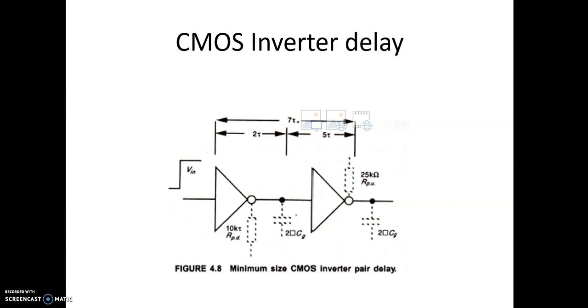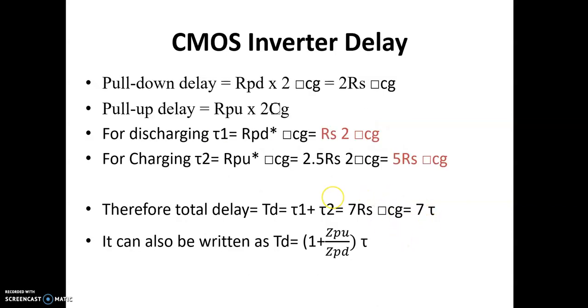Similarly, from this stage, here the input is 1, hence the output will be 0. If the output of this stage is 0, in this stage the PMOS transistor, the pull-up, is on. When the pull-up transistor is on, the Rs for a P transistor, as we have seen, is 25K. This Rs into again 2 delta Cg, here this value will be 2.5 Rs. If we consider this to be 1 Rs into 2 delta Cg, this will be 2.5 Rs into 2 delta Cg, that is 5 Rs delta Cg. Then totally when you add these two, it becomes 7 Rs delta Cg or 7 tau.